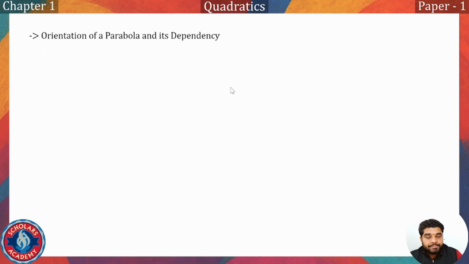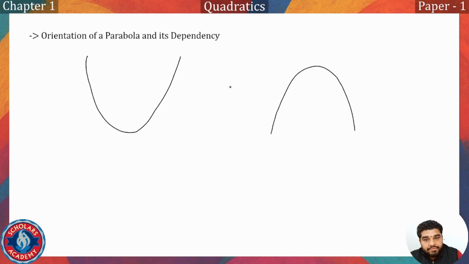Now, as I told you, the curve that this quadratic equation forms is a parabolic curve. The shape of that curve is either downwards or upwards. So when the shape is downwards, we get a minimum value, and when the shape is upwards, we get a maximum value.